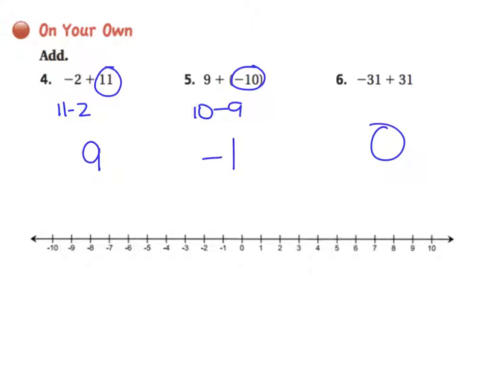Looking at our answers, number 4, 11's the bigger number, so we do 11 minus 2, which is 9. 11's positive, positive 9. Number 5, 9 plus negative 10 is negative 1. 10's our bigger number. 10 minus 9 is 1. 10's negative, so we have negative 1. And number 6, an opposite plus its inverse equals 0.